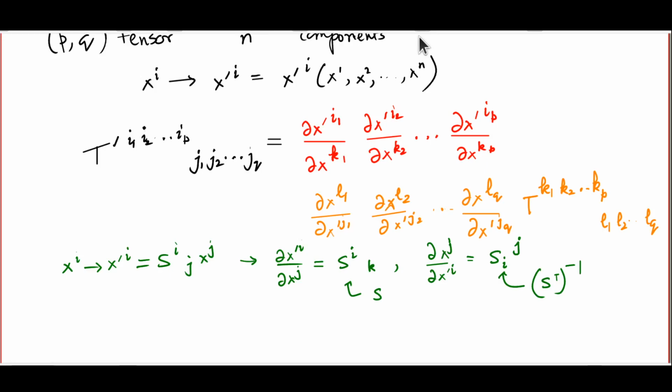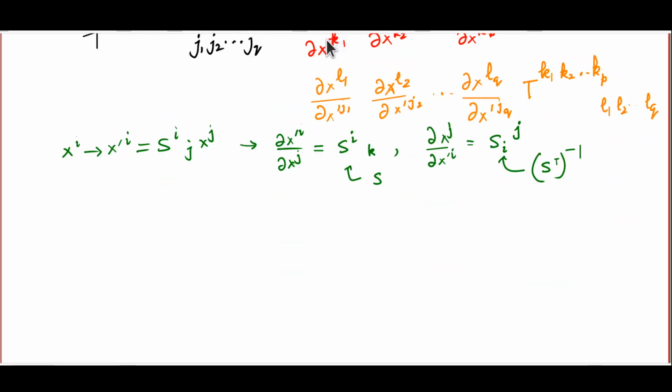Now, under such a coordinate transformation, the rule which governs the way in which components of a tensor transform is straightforward. All you do is write T' i1, i2, ip, j1, j2, jq. The new component, or the component in the new coordinate system, is simply S^i1_k1, S^i2_k2. That is one vector transformation coefficient for each upper index.